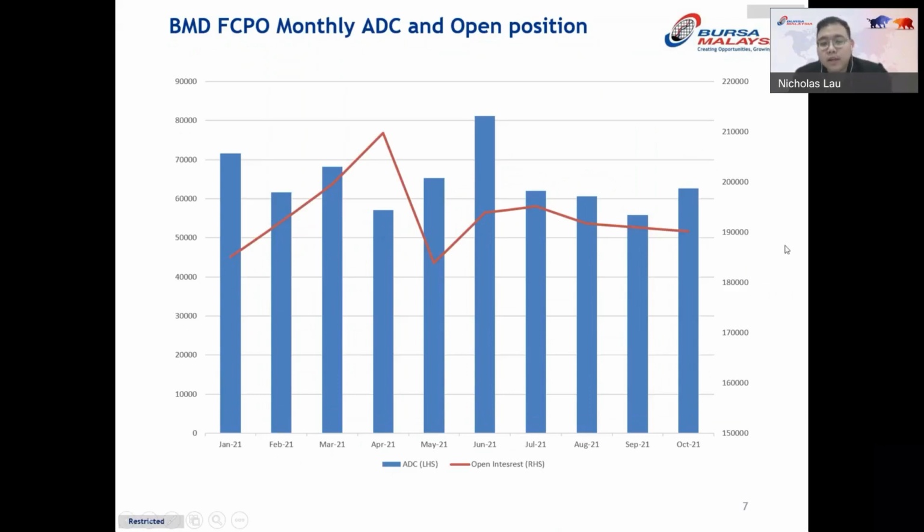This is very encouraging, especially since, as we can see from the previous slide, the volume has been picking up significantly over the years. So FCPO has seen a very positive, strong, and consistent growth.